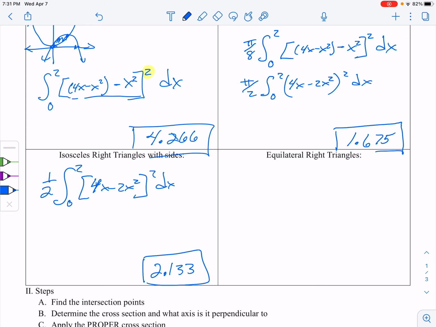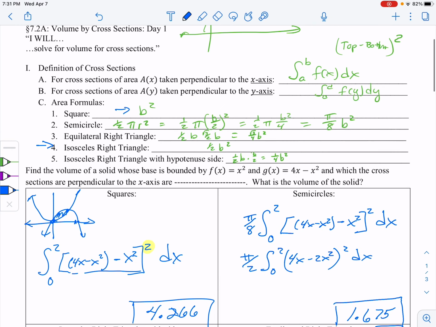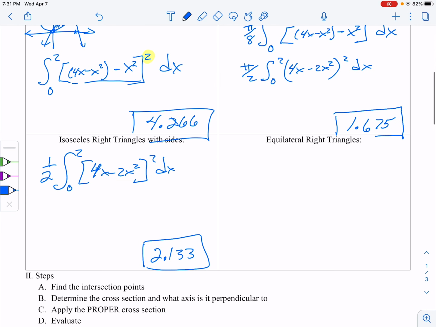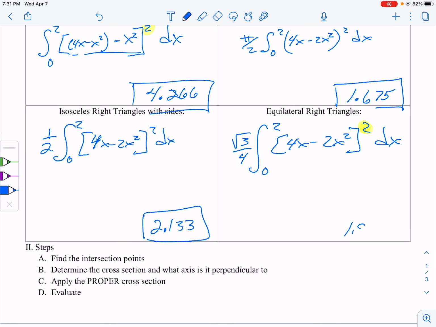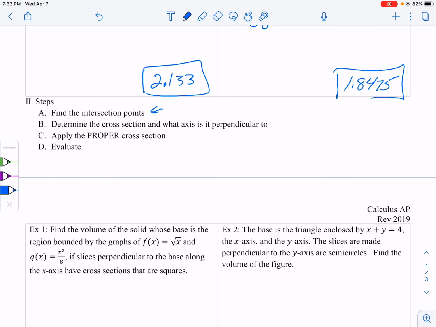You'll notice the areas are all different because the shape coming out is different. We had a square, we had a semicircle, isosceles right triangles. Now an equilateral triangle. What's my formula tell me? Root 3 over 4. So root 3 over 4, same integration. Don't forget that square, guys. And when you do it by hand, remember to square them. So this is 1.8475. Not bad. Okay, so you're going to find intersection points. You set them equal to each other. Determine what formula you need, and then evaluate.